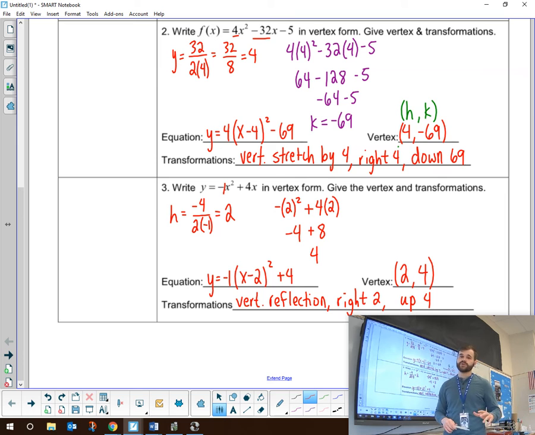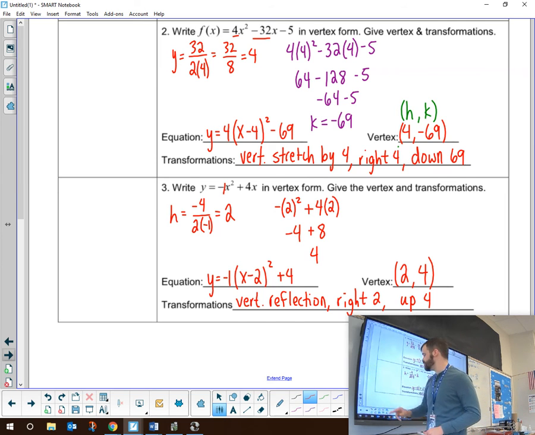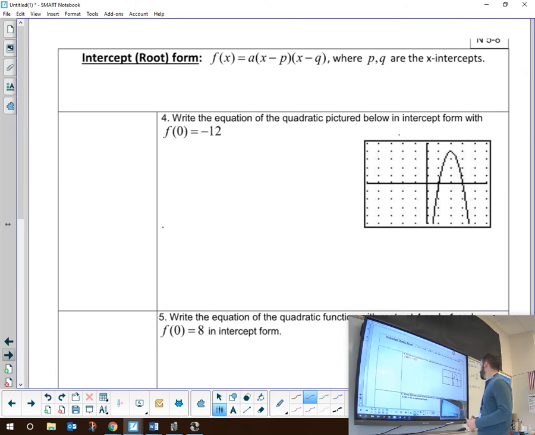All right, next we're going to talk about a new form. Let's turn the page. Let's talk about this new form. We're going to talk about root form or intercept form. So this is a way where it's like factored out, and we just know what my roots are. Okay, so this is where P and Q are the x-intercepts. So we're going to minus the first root, minus the second root.